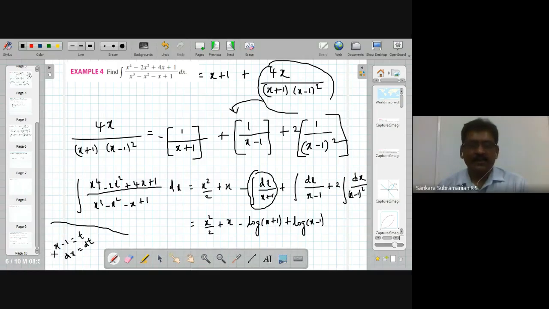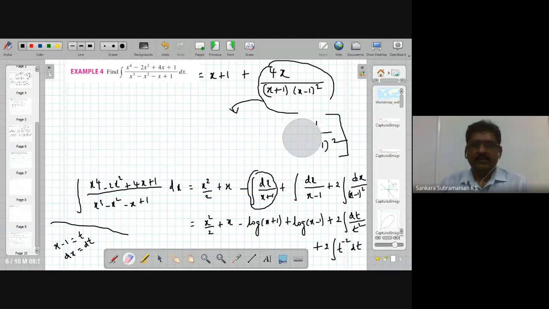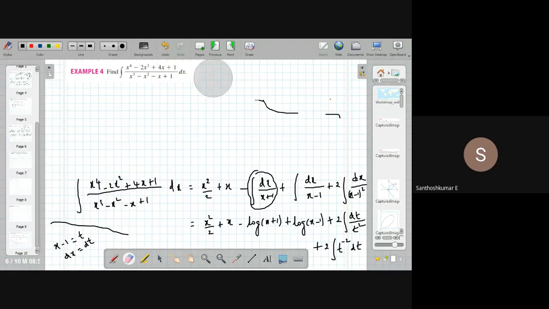So instead of x minus 1, you can replace t. Instead of dx, you can replace dt. So you get plus 2 times of, instead of dx you put dt, and x minus 1 you put t, so you get t square. Now you know that this is a repeating term, right? This is 2 times of t to the power minus 2 dt. So you can apply the formula t power n dt, t power n plus 1 by n plus 1. Minus 1 by t, sir.